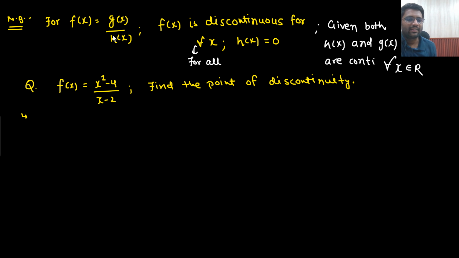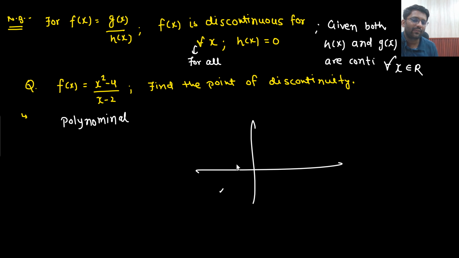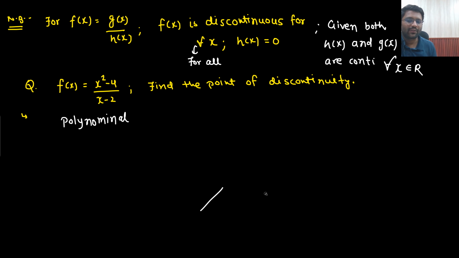And I have told one thing, that polynomials are always continuous. Did I say this thing? Again I am writing down polynomials. Do you know what a polynomial is? Yes sir, we have drawn the graphs of polynomials. So when we were drawing the graph, what kind of graph were you getting? Somewhat like this, no? So these graphs are never breaking. So all the polynomials are always continuous.